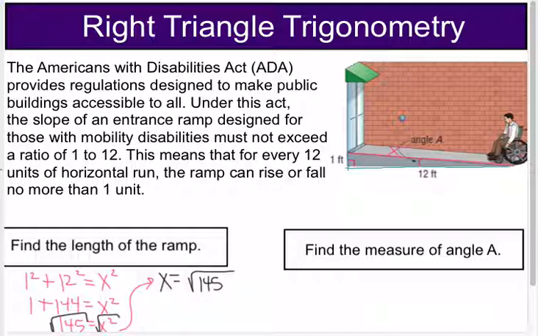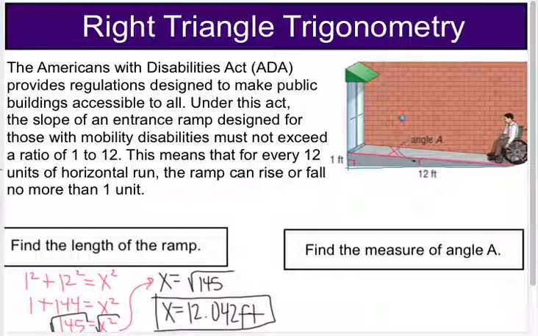In this situation, it's a real-life situation, so they probably don't want you to simplify it using radicals. So just go ahead and actually on your calculator tell me what the square root of 145 is. So x is 12 point, and let's round to 3 decimal places all the time. So 12.042 feet. That is how long the ramp is.